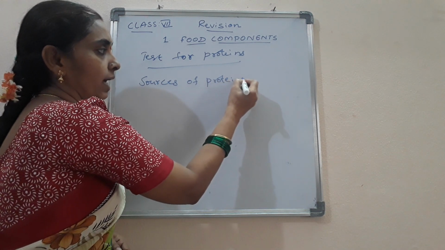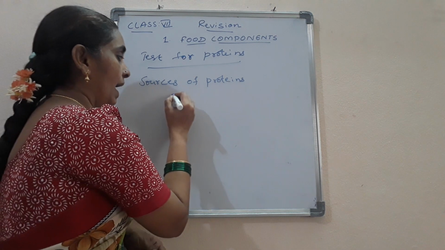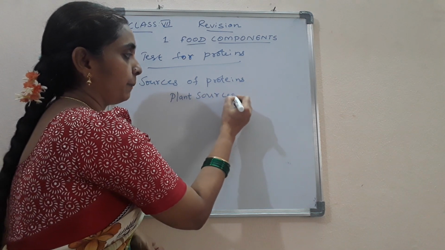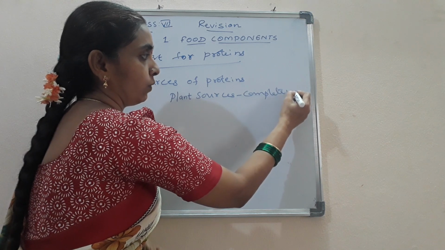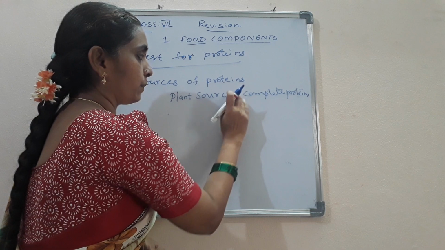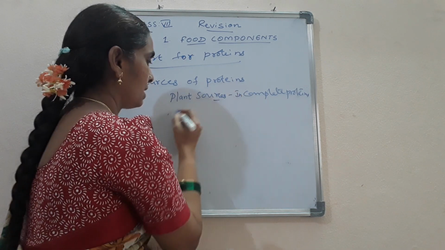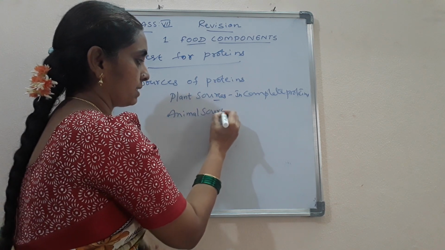In proteins, you have complete proteins and incomplete proteins. Plant sources contain the incomplete proteins, whereas animal sources contain the complete proteins.